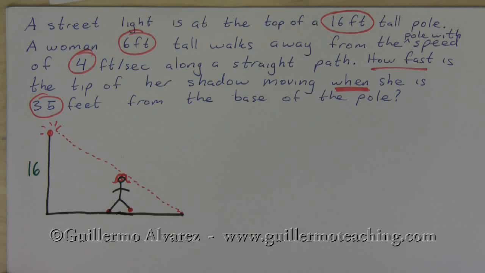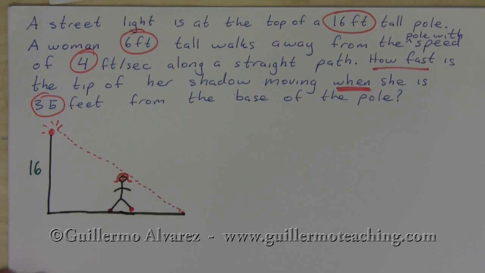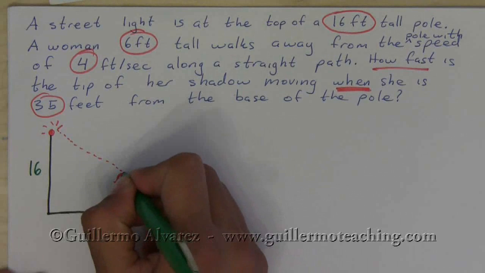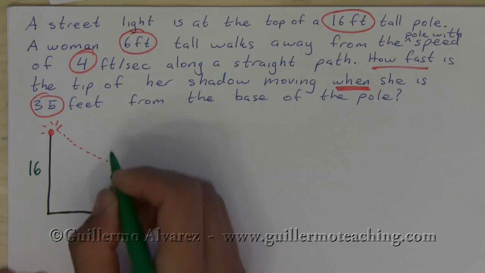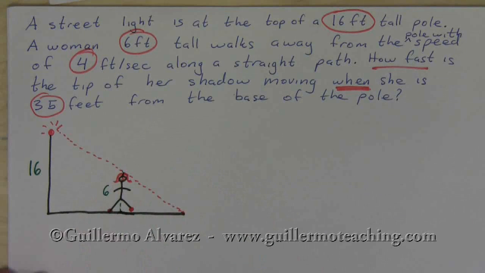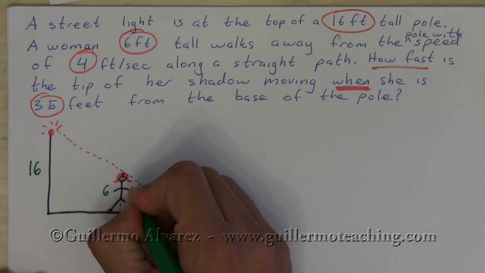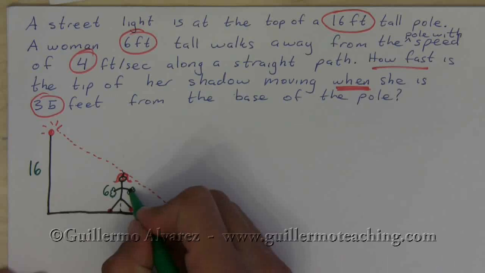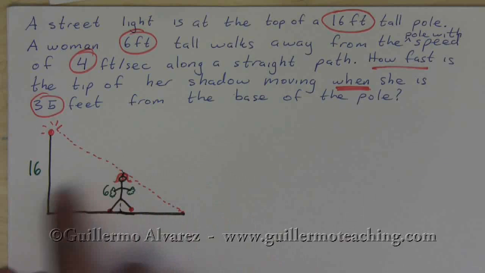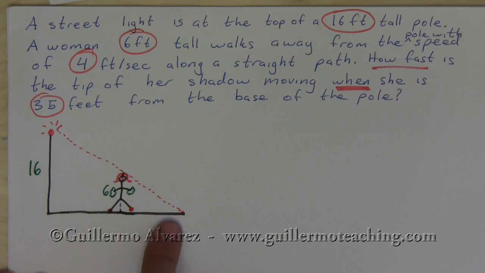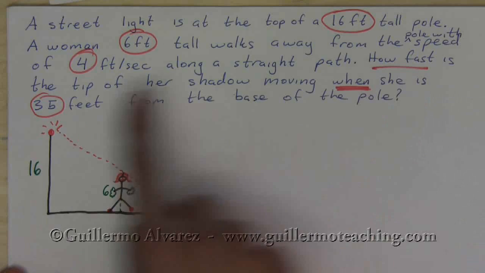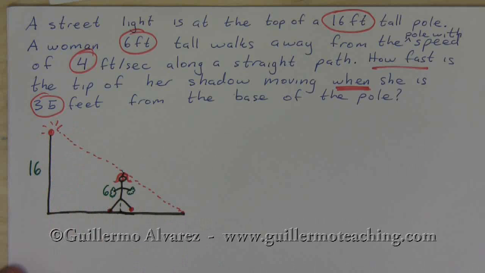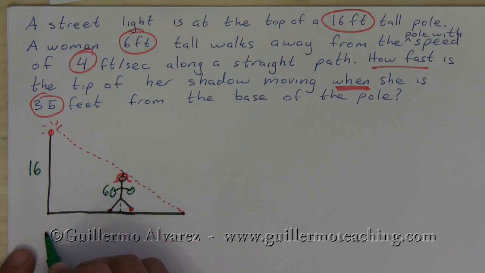Okay, so notice that what we're looking for, let's try to label a little bit more. She is 6 feet tall, so from here to here, this is 6 feet. Ooh, let's give her some green gloves. How about that? Maybe it's a little cold, so she has some green gloves. Okay. Alright, so she's 6 feet tall, the pole is 16 feet, and this is our shadow. Now the question is, how fast is the tip of her shadow moving when she is 35 feet from the base of the pole?